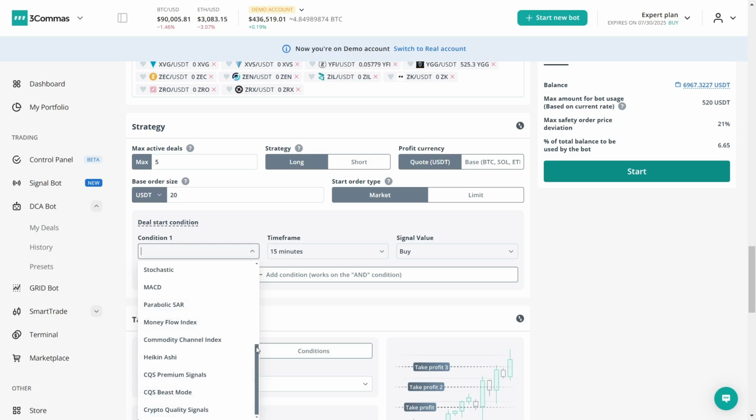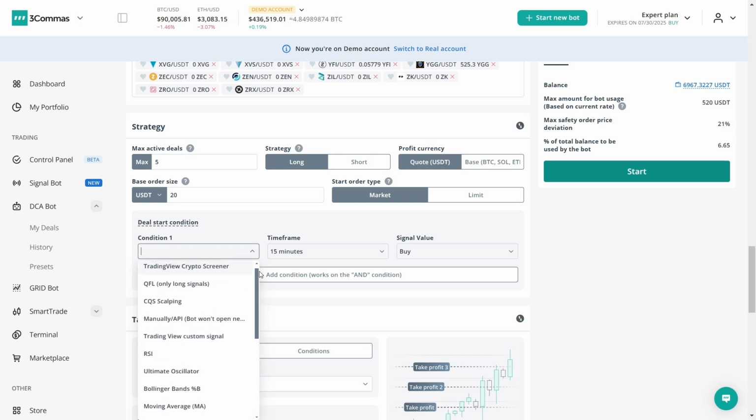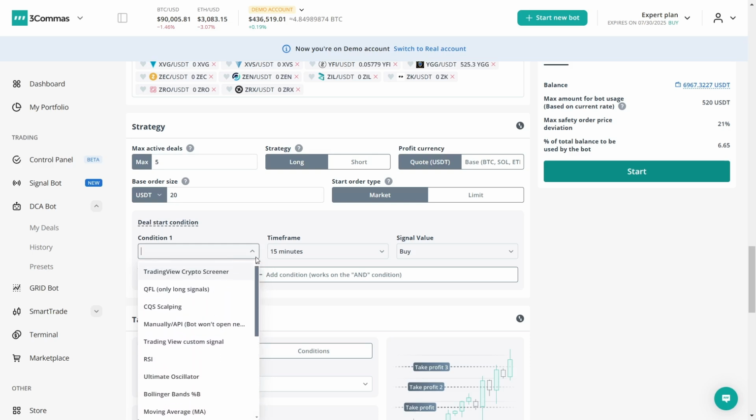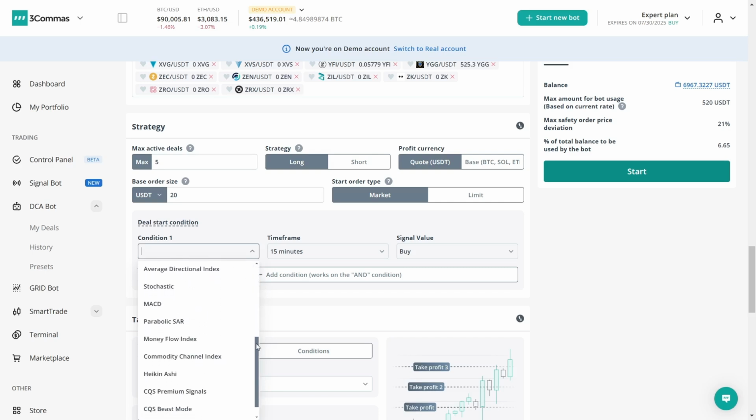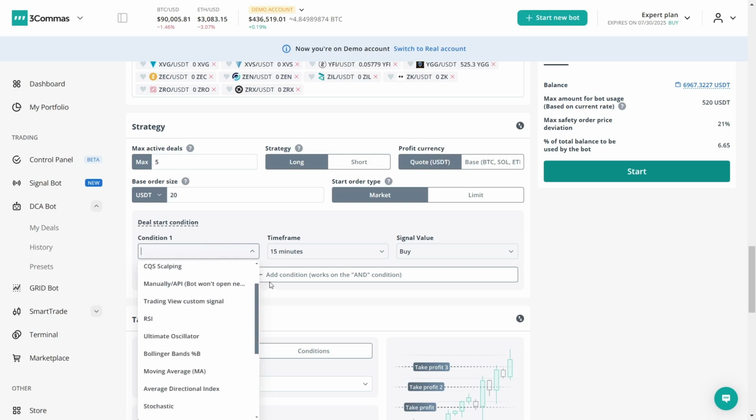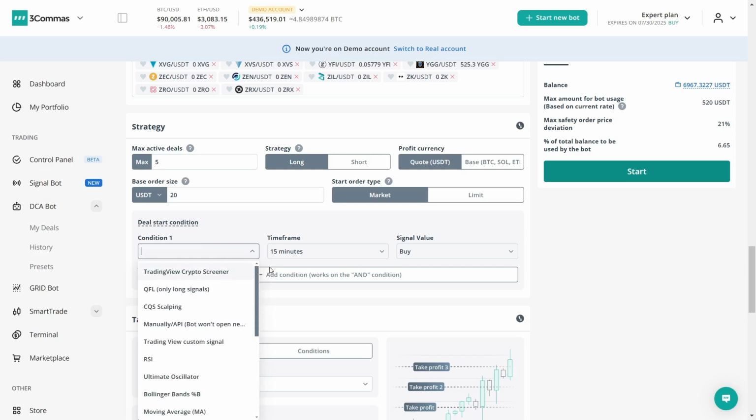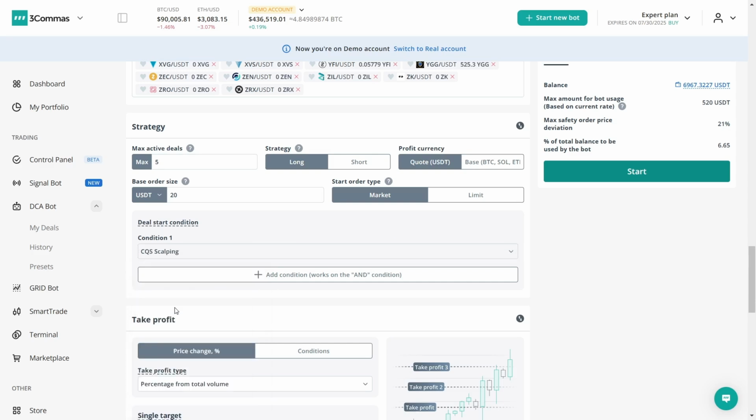And you can also choose other trading start conditions based on TradingView signals or technical indicators. I will not cover this, but for this demonstration, I will choose CQS Scaling, because it's a high frequency service, so it will be easier for us to have a trade started very soon. You can also combine several trade start conditions.